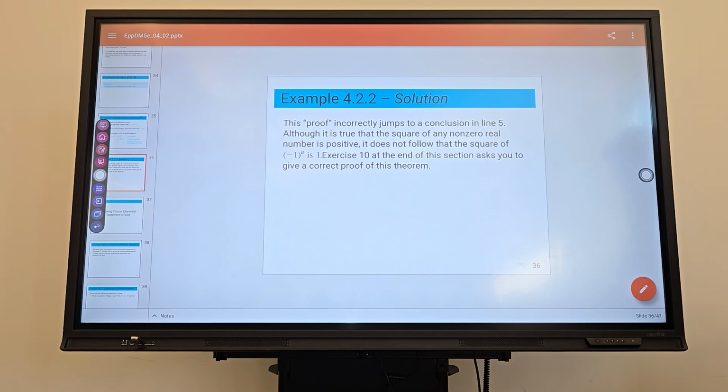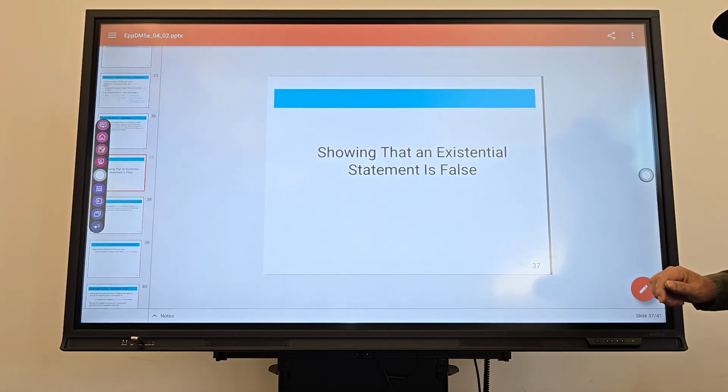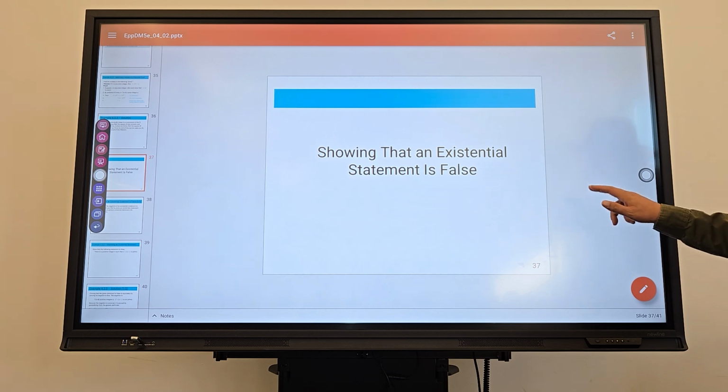Although it is true that the square of any non-zero real number is positive, it does not follow that the square of (-1)^a is 1. Exercise 10 at the end of the section asks you to give a correct proof of this theorem. And showing that an existential statement is false.